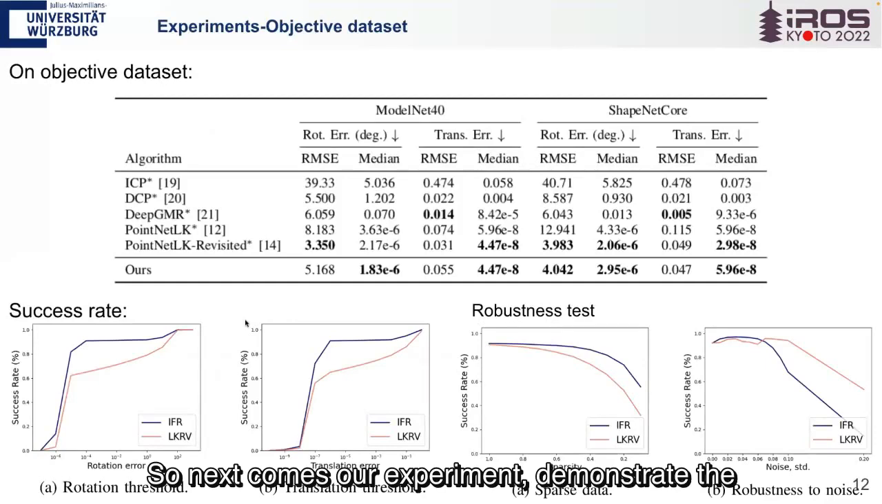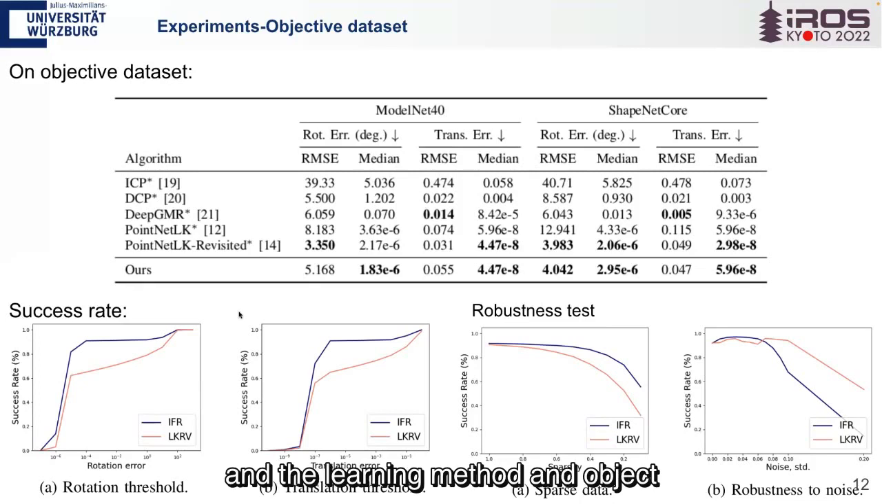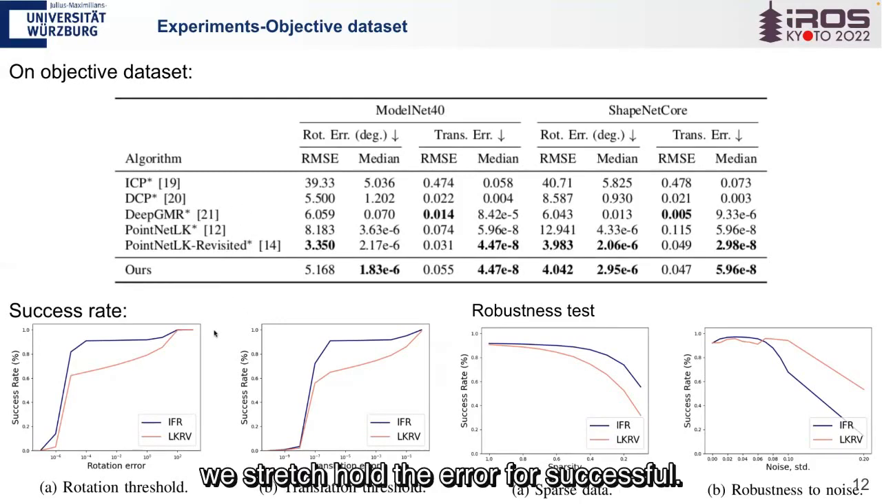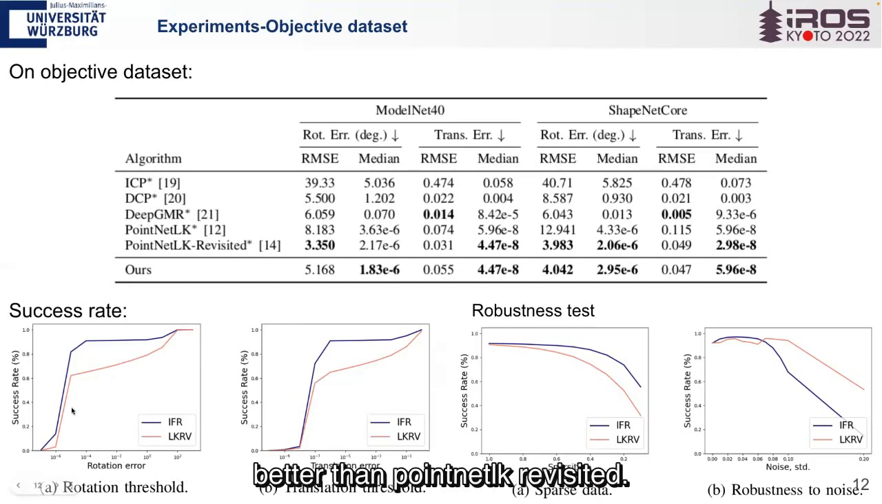Next comes our experiment to demonstrate the performance. Firstly, we compare with traditional and deep learning methods on an object dataset. You can find that even without any training, our method shows a similar accuracy level to the feature metric method. We threshold the error for success rate. Our method shows even better than PointNetLK revisited.